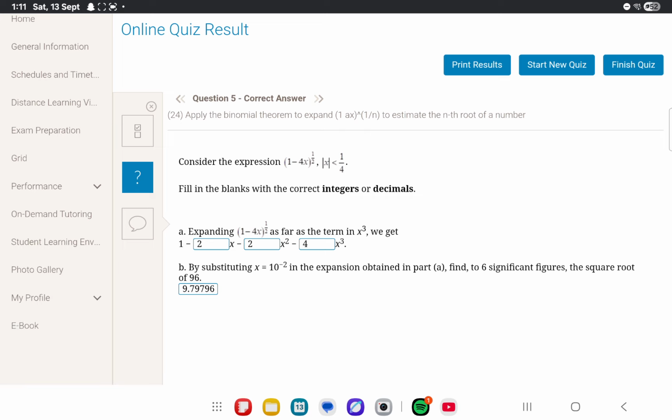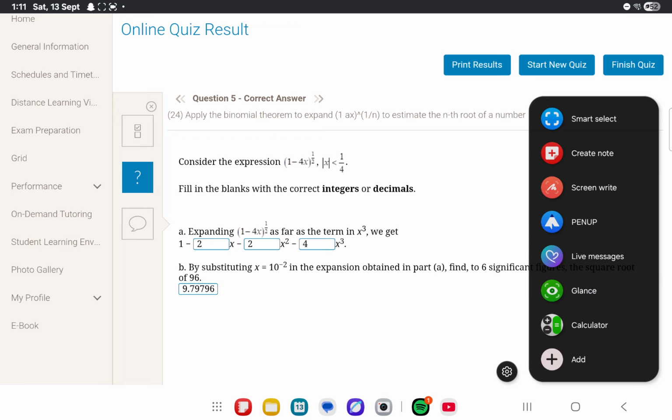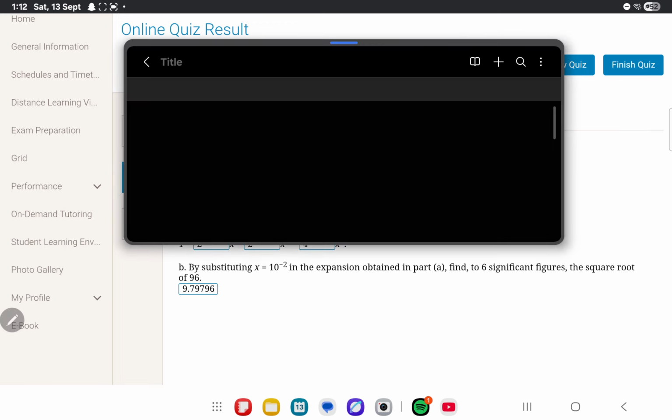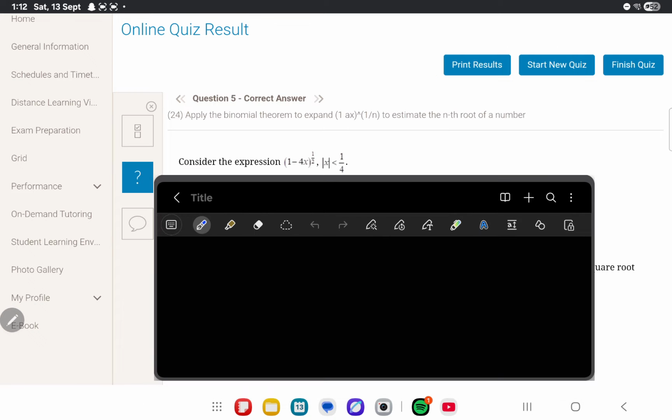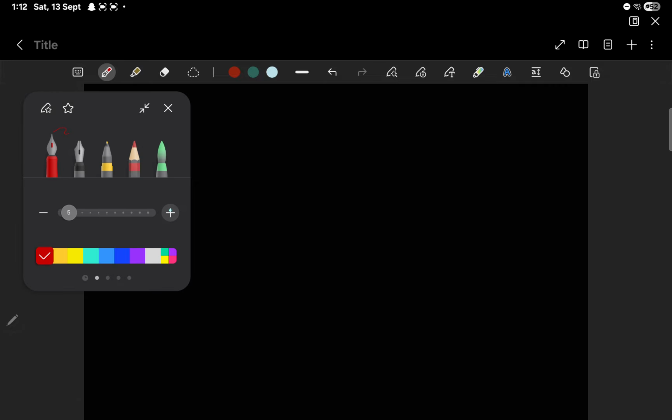Part A, I'm going to make this into a new note because it needs a new note. So, first of all, create note. Part A, they just want me to expand this, right? Yeah. So, part A is, let me get a color that stands out more. Let me get red. A bit thicker. So, (1 - 4x)^(1/2).